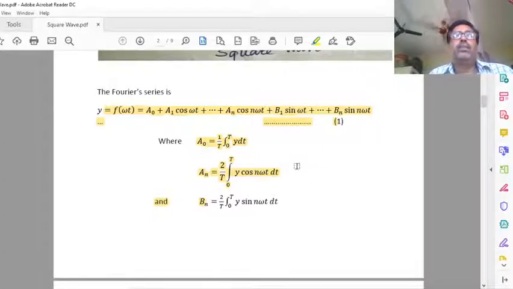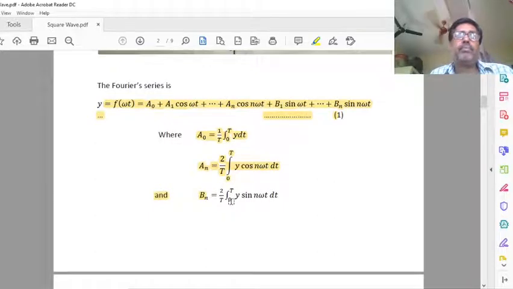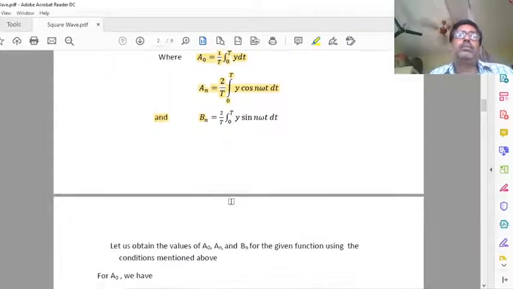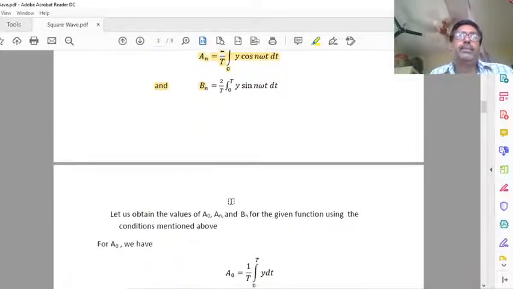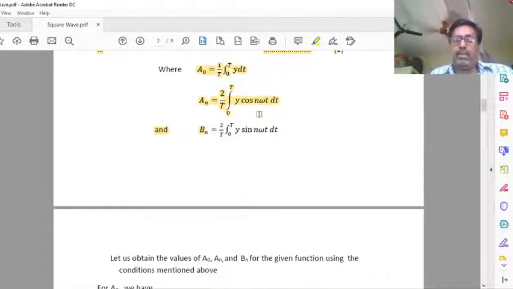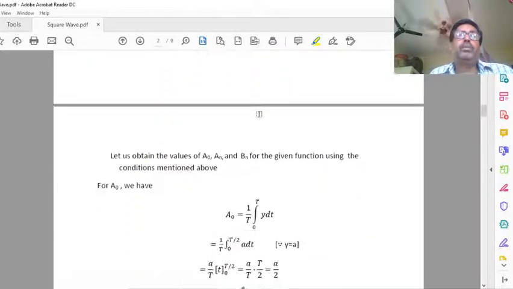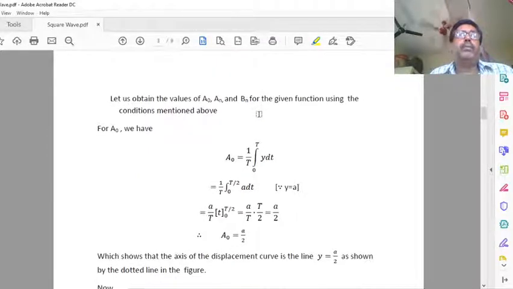Already we have calculated the values of A0, AN, Bn from Fourier's theorem. Now these Fourier coefficients will be applied to the square wave. The last video was on the sawtooth wave. So remember these three, which we are going to use in this video.